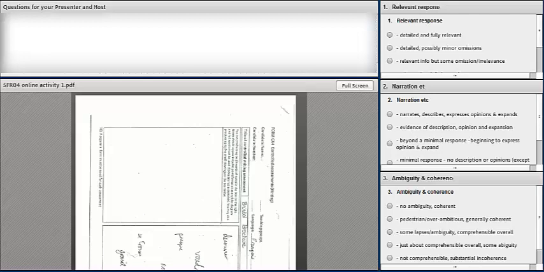Do the same for narration, and you can see here the crucial things are description, opinion, expansion. When it says beyond a minimal response, then we're looking at the length of the task. So if it's beyond minimum, then it's sort of 100 plus words. And the final one, the question of ambiguity and coherence, is a pretty crucial thing.